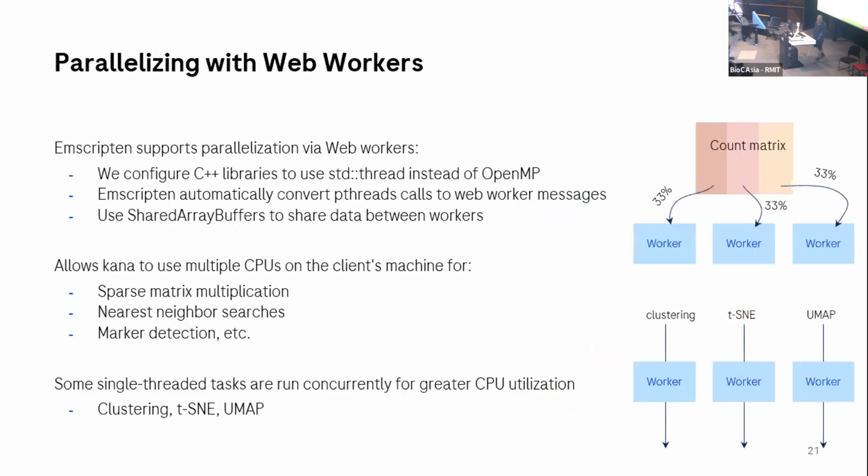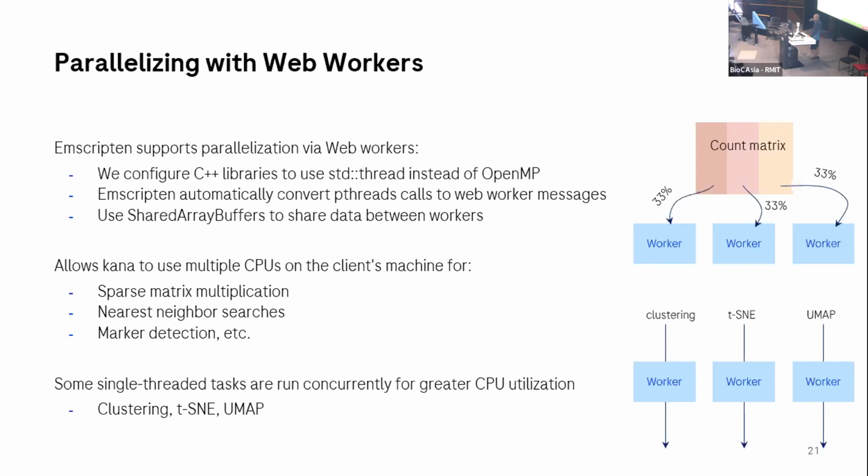In addition to that, another tweak that we have to do is to deal with parallelization. And that's because parallelizing in the browser is a little bit weird. There's no OpenMP or stuff you can rely on there. Instead, there's this thing called web workers, which are basically JavaScript-based threads that are managed by the browser, right? And Emscripten is really cool because it naturally supports parallelization by these web workers. So as long as you configure your C++ libraries to use the standard threading library instead of OpenMP, Emscripten will automatically convert your POSIX threading calls into web worker messages. So it just does this for you automatically. You don't actually have to do it yourself.